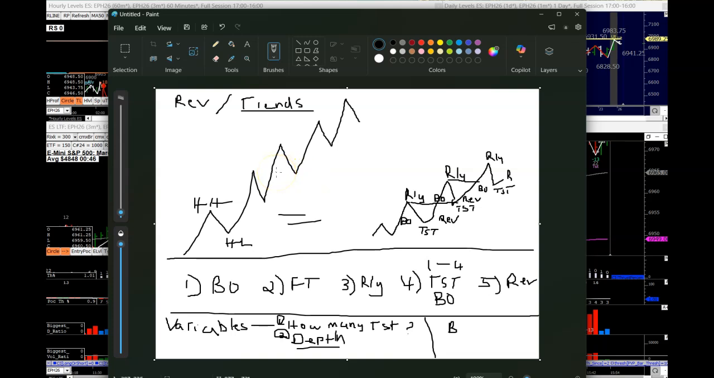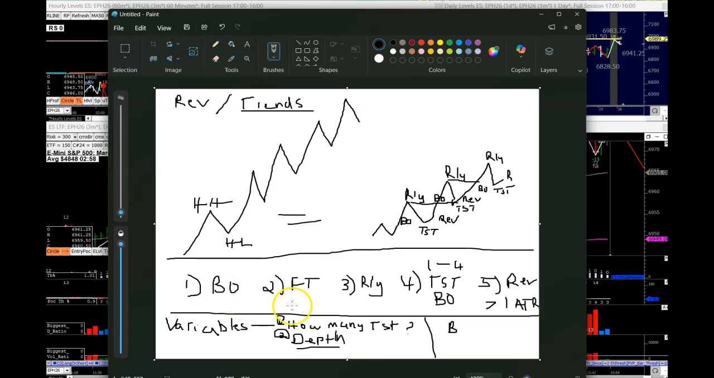So, what was I saying? Breakout, follow through, becomes a rally, pull back to test the breakout, and then has a reversal, which has to be above average range. So it's typically greater than 1 ATR. So, like 1.3, 1.25, that's the height of the reversal bar.